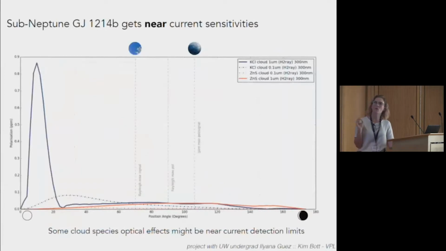If the values on the y-axis have been worrying you after I told you we can currently detect down to around 1 part per million, you might consider looking at sub-Neptunes, mini-Neptunes. So GJ1214b, depending on its cloud species dominant in the upper atmosphere and the size of the particles, can produce optical effects that would be near current detection limits with contemporary polarimeters. So we're getting very close to that 1 part per million level in some of these scenarios.